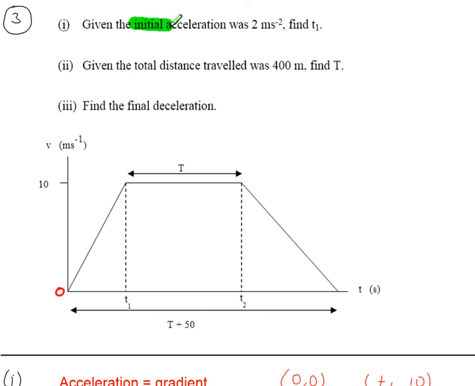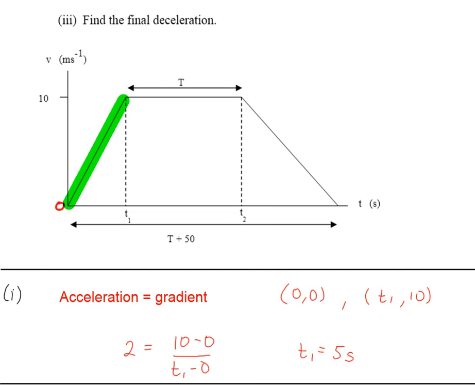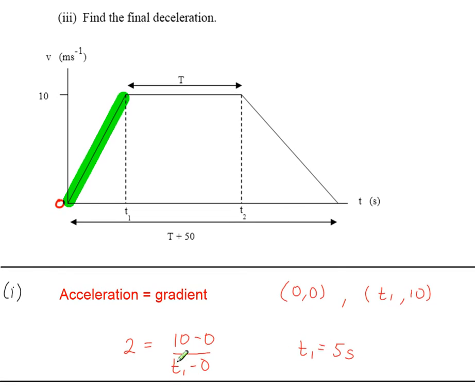The initial acceleration is 2 meters per second squared, so the gradient of this line is 2. Using that, we can work out the value of t1, which is 5 seconds. So we have 5 seconds here.